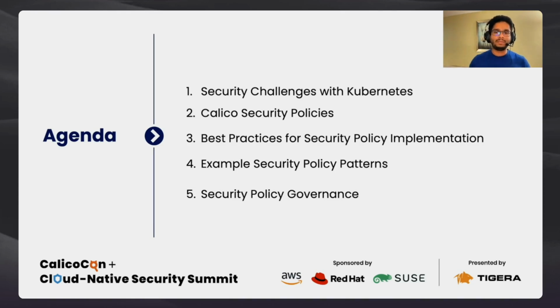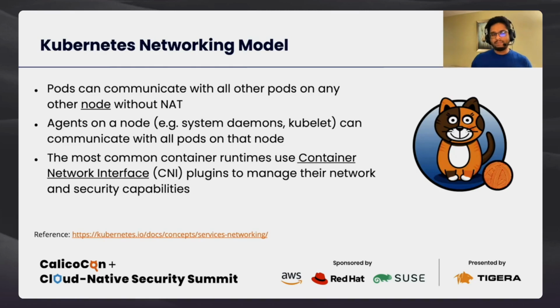I think one of the best ways to understand security policies is to look at some examples and how those examples can be incorporated into your environments and build a security policy model. Once we have the model built, we will then look at how you can introduce policy governance to that policy model. Let's have a brief look at the Kubernetes networking model.